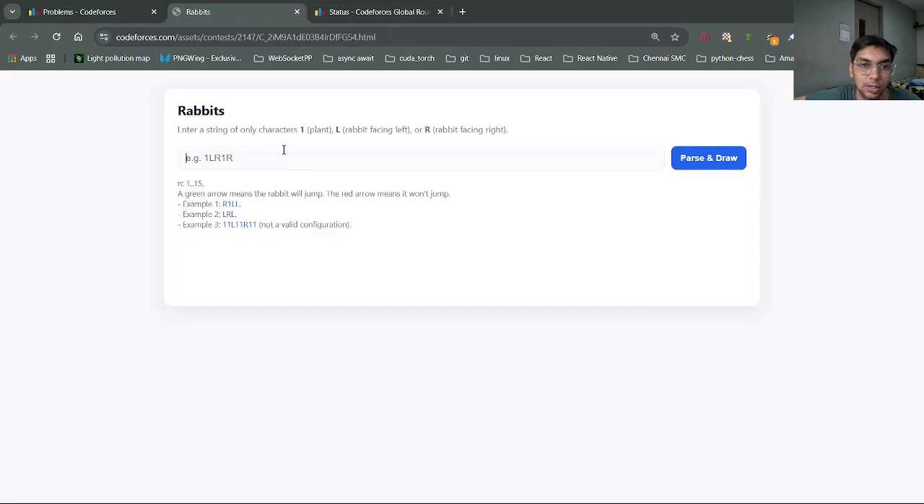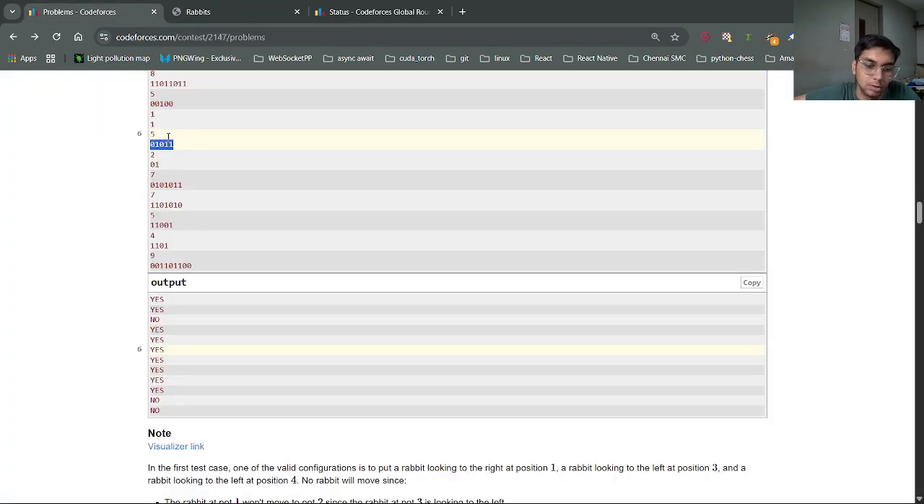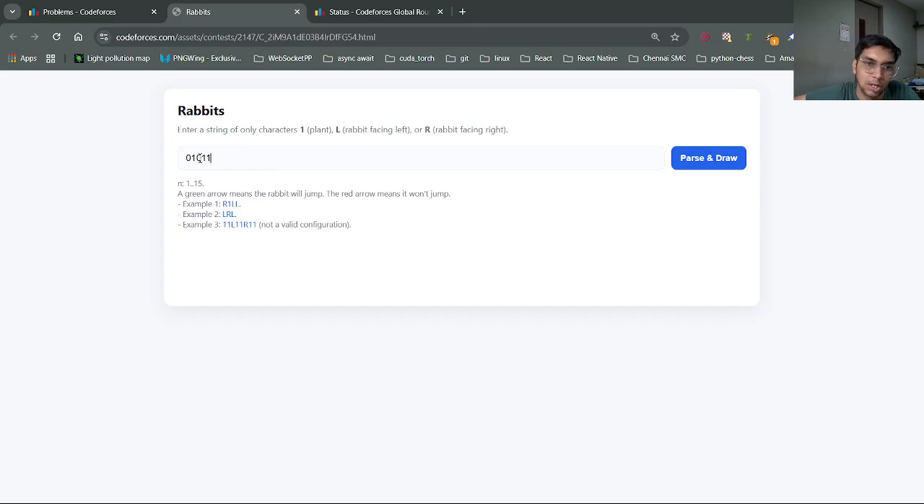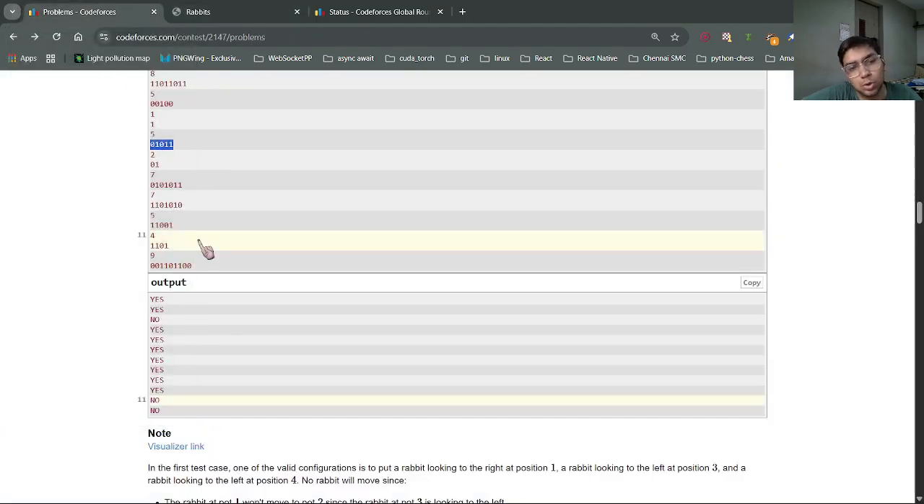Visualizer link खोलो भाई इसका भी है. Oh, interesting. So go open this one only, and here you say R and here you say L. Green arrow means the rabbit will jump, red arrow means it won't jump. Okay. This is L. तो रेड वाला नहीं जंप करेगा बट ये वाला करेगा. इसमें ये होगा तो लेफ्ट वाला करेगा, राइट वाला भी करेगा. फेयर इनफ.